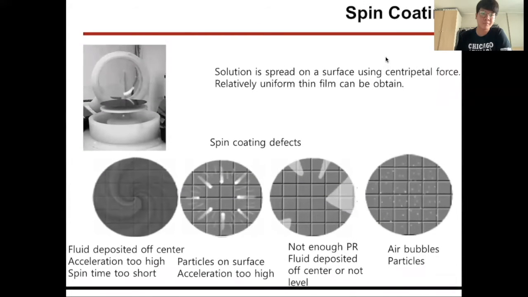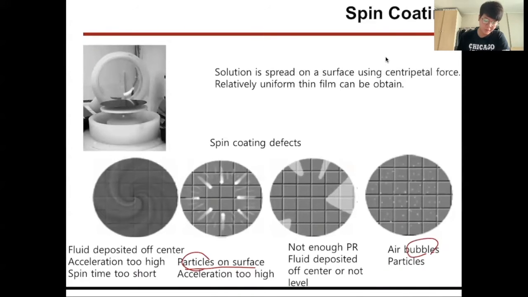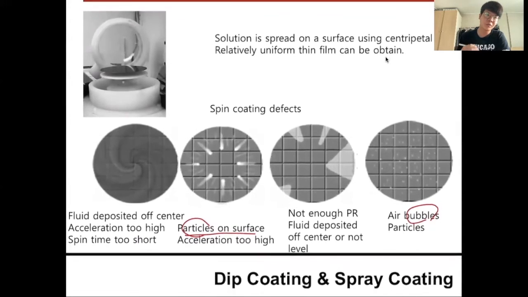And there are defects when not using the correct spin time, acceleration, or spin speed. There can be particles or bubbles. If it spins too fast, it may not be deposited evenly.